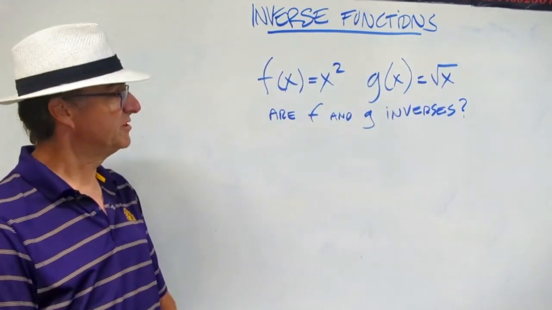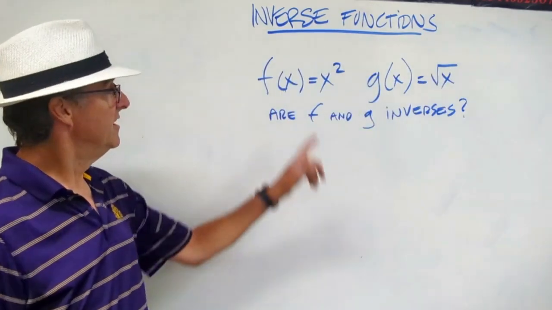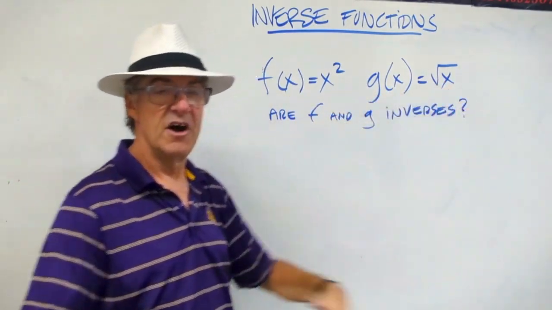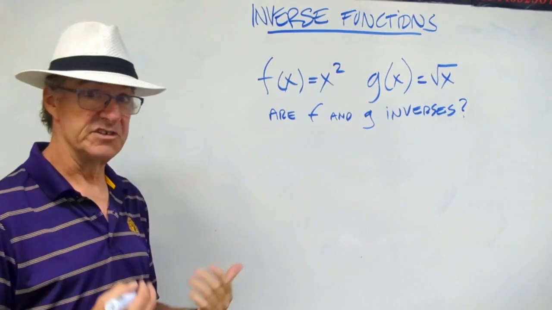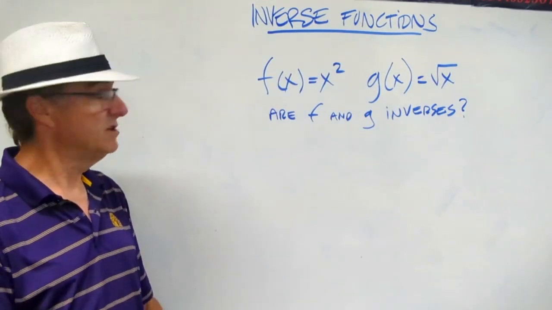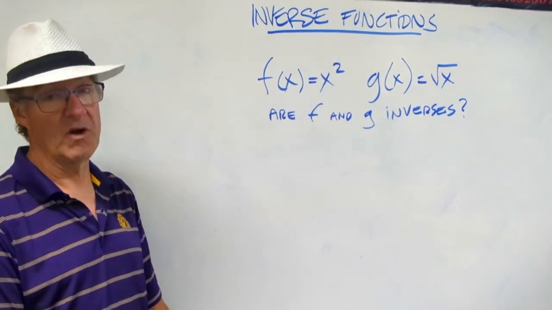All right, here's a question. This is actually a little tricky. f of x is x squared, g of x is square root of x. Are they inverses? So pause the video for a minute and see if you can answer that question. Maybe do the algebra required to do that.